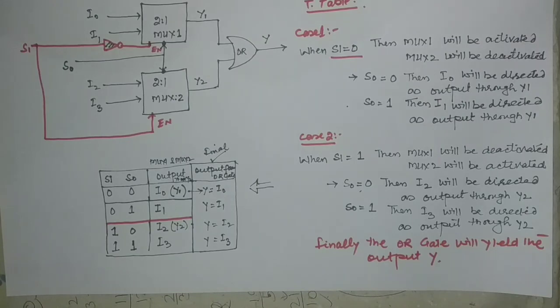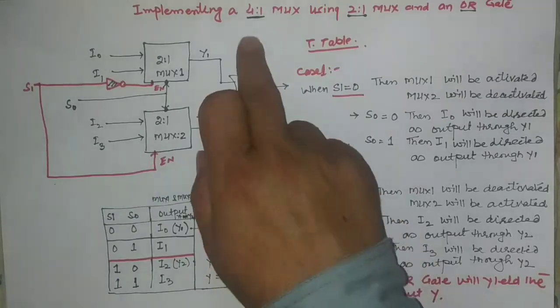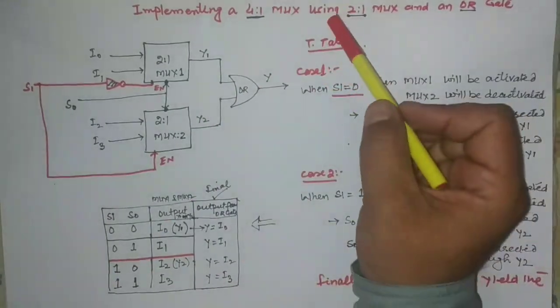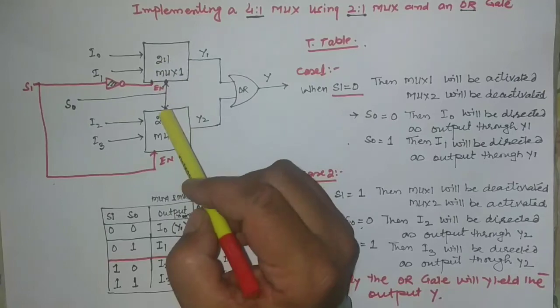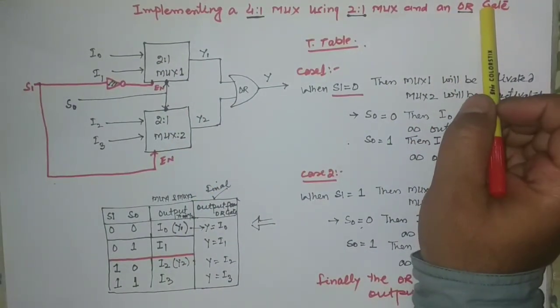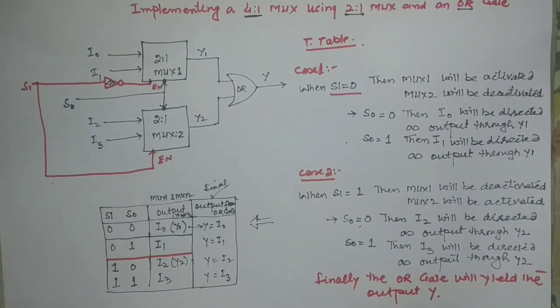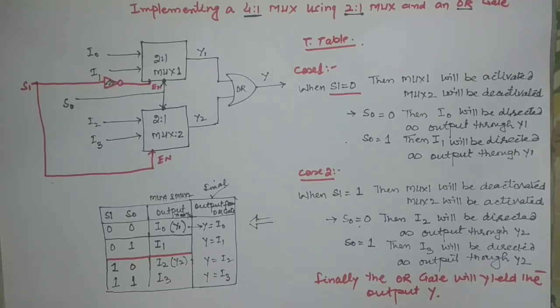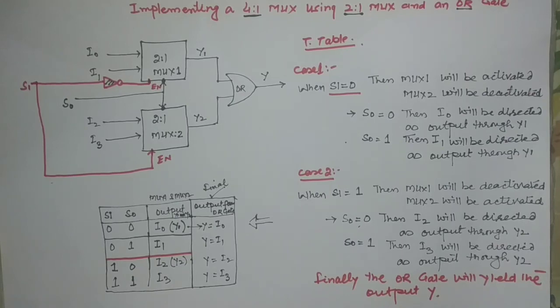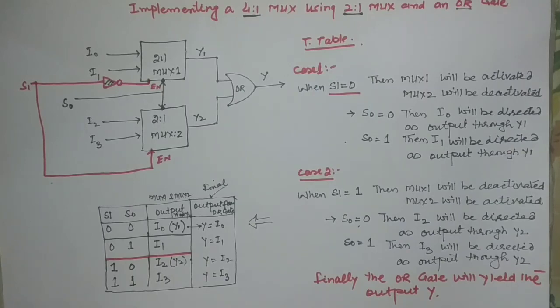So this is the truth table of implementing a 4 to 1 multiplexer using 2 to 1 multiplexers and 1 OR gate. This is all about implementation and cascading of multiplexers. In the next lecture we will discuss one example of cascading, wherein we design an 8 to 1 multiplexer using smaller multiplexers.